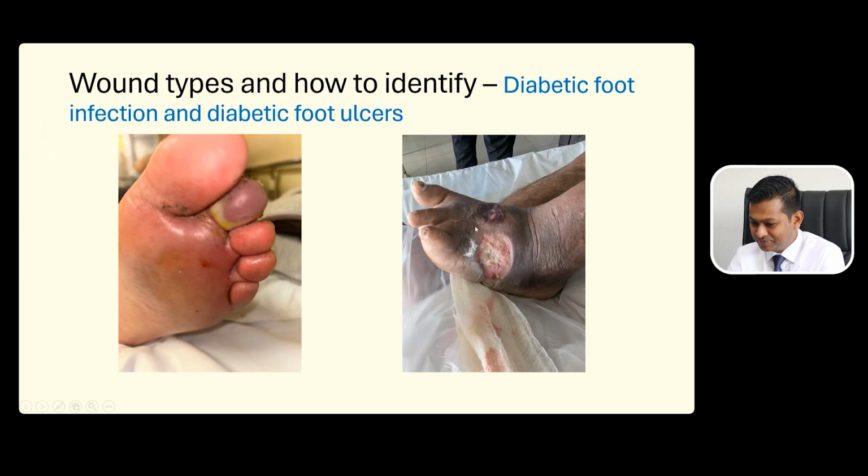And this one also looks like a chronic ulcer going on for some time, and there's a little bit of a dark patch here. So it's up to you to think what goes through your mind. So these are diabetic foot infections and diabetic foot ulcers.